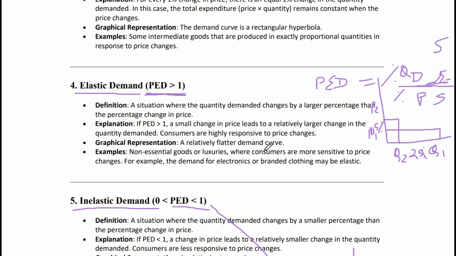It has a relatively flatter demand curve. Non-essential goods or luxuries, where consumers are more sensitive to price changes. For example, the demand for electronics or branded clothing may be elastic.